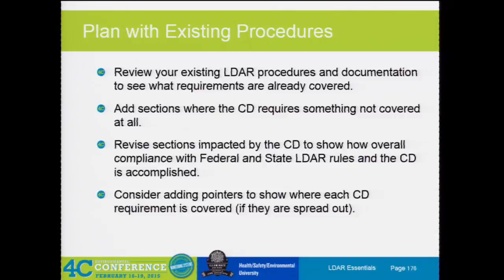Because the last thing you want to do is take a ding for something where, well, I have to repair it in 6 days, it has to be repaired. Well, now I'm taking a ding because I missed my 5-day from the federal side, and you have to self-report that as a deviation. And that's never fun. I don't know if you guys have dealt with that before, but reporting where, I'm sorry, please forgive me, I messed up, is usually not a fun thing to do. So consider adding pointers to show how each CD requirement is covered if they are spread out.